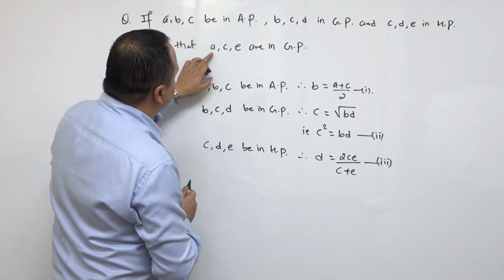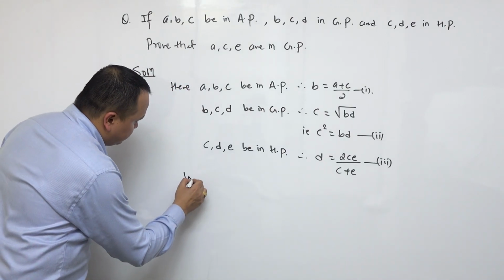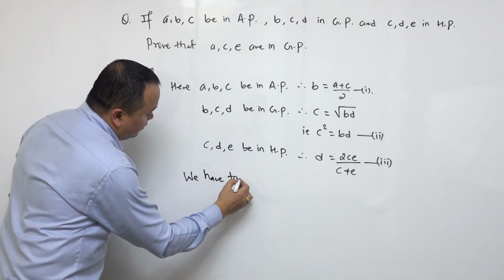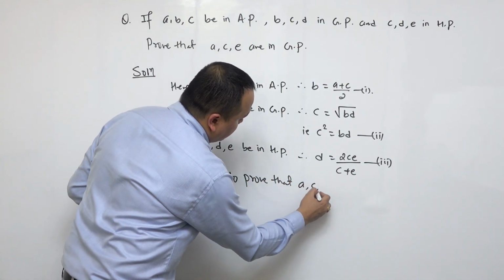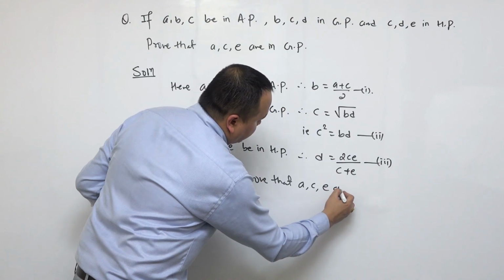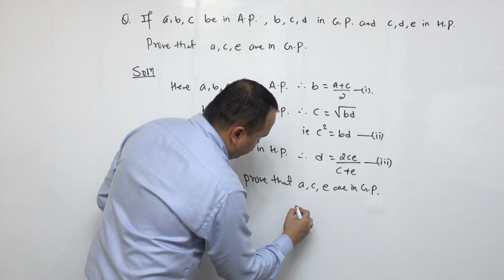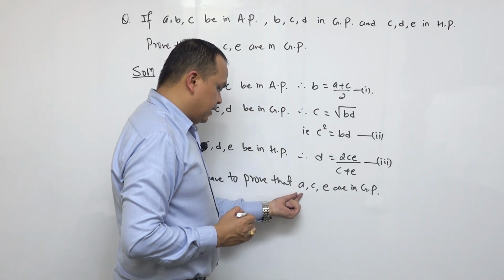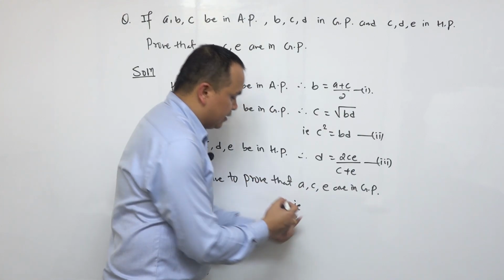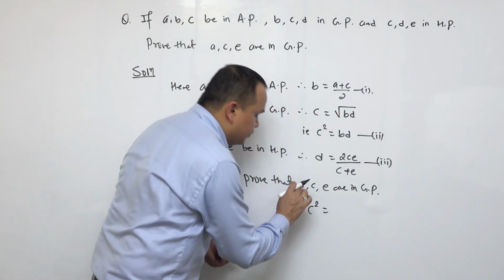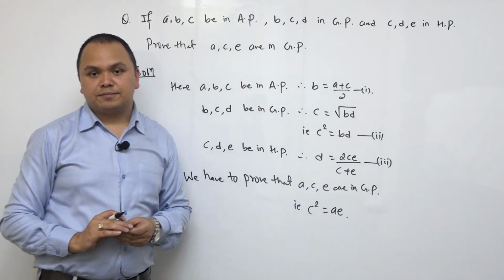Now we need to show that A, C, E are in GP. We have to prove that A, C, E are in GP. To do that, the square of the middle term, C squared, is equal to the product of the first and third, A and E. This is what we must show.